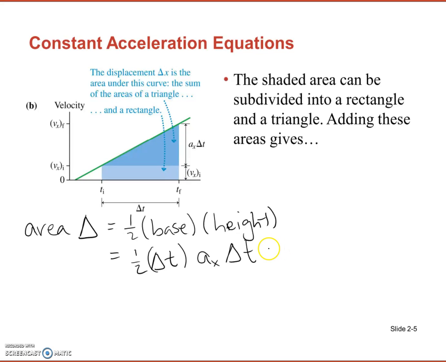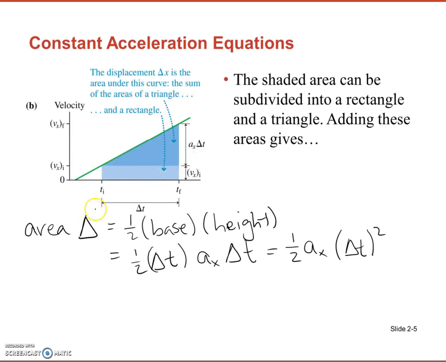Good. So let's simplify this. I have one half a sub x. I have delta t times delta t. I keep saying delta x, I mean to say delta t. Delta t times delta t is delta t squared. At least I'm writing the right thing. Okay, so that's the area of the triangle.